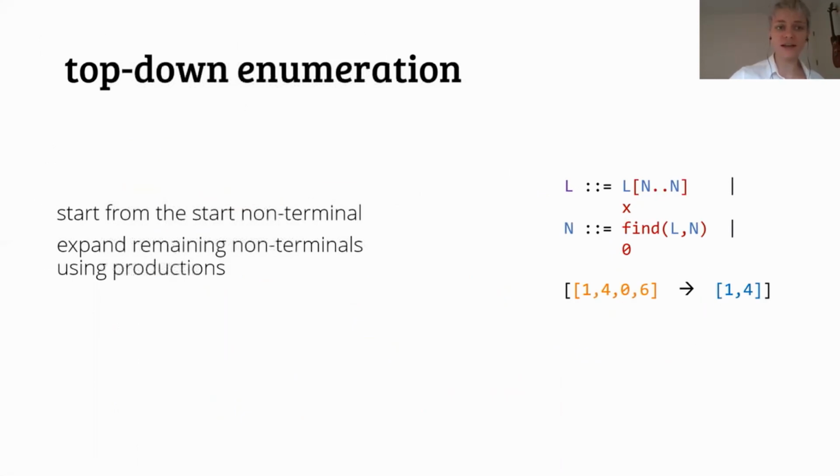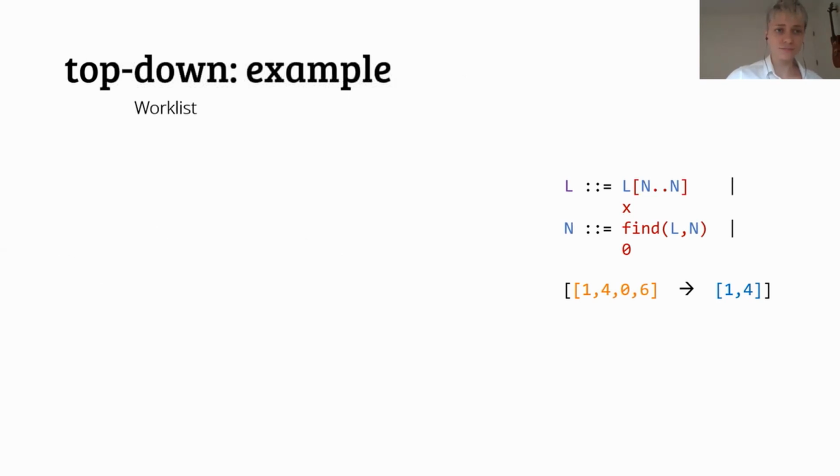Okay, the opposite of that is what's called top-down enumeration. Here you start from the starting non-terminal, and then you expand the remaining non-terminals in your program using productions. As opposed to having this bank of complete programs, in top-down search you have a work list algorithm. You have a work list, like a queue, where you have incomplete programs. It starts with just the starting non-terminal as the only program in the list.